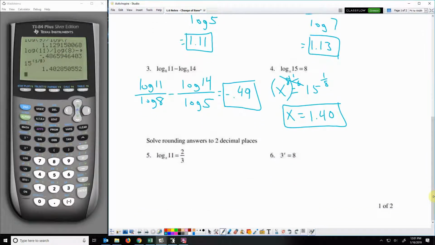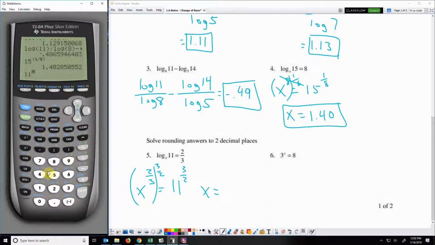Okay, so we're going to continue to solve some equations now. We've got about 6 more that we're going to do together, rounding to 2 decimal places. So once again, I'm going to put this into exponent form. x to the 2/3 power equals 11. And I can solve this by raising both sides to the reciprocal power, 3/2. So that's 11 raised to the 3/2 power. 36.48.